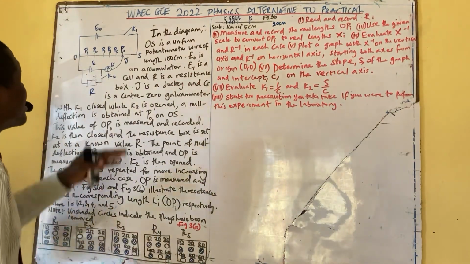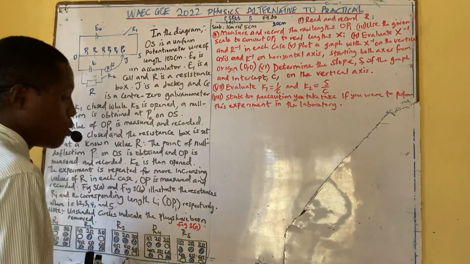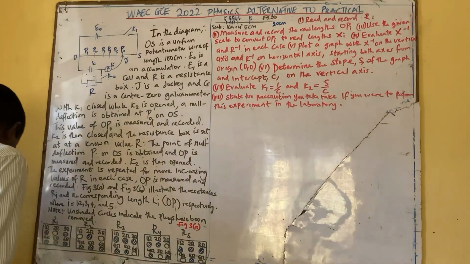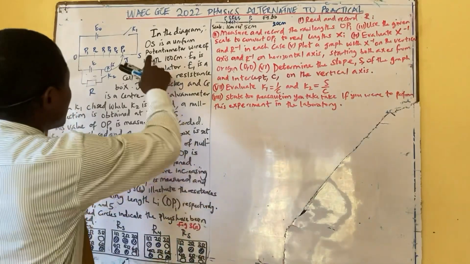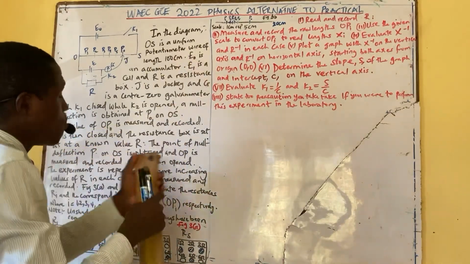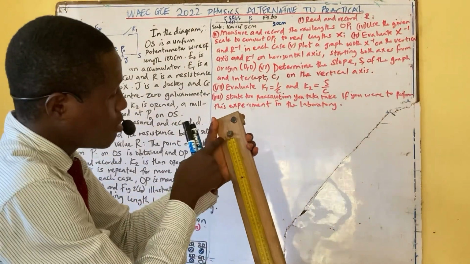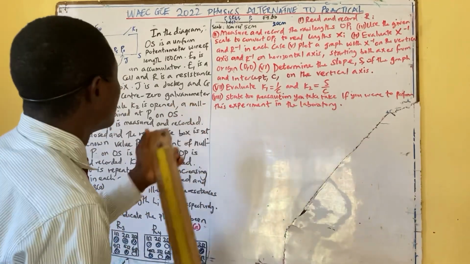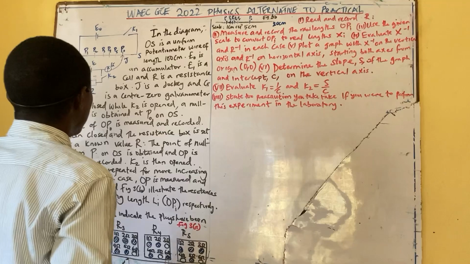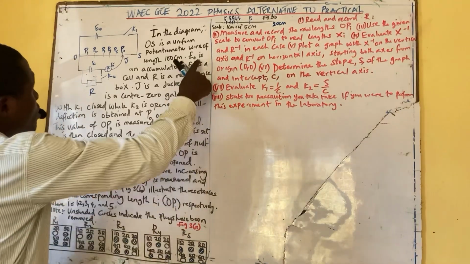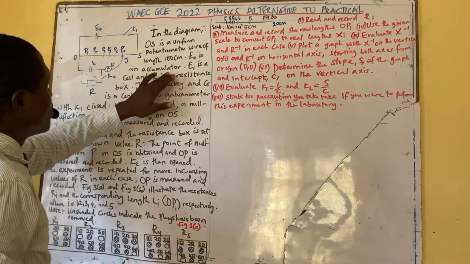We are given, in the diagram, OS is a potentiometer. In a real life experiment, this is a potentiometer, and we are told that OS is a uniform potentiometer wire of 0 to 100 centimeters. So it is indicated by OS here on the circuit diagram. And we are given that E0 is the accumulator of the circuit.